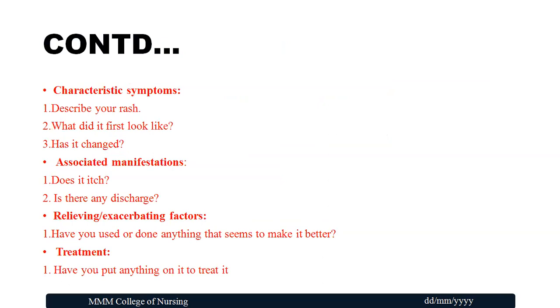What are the characteristic symptoms? Describe your rash. What did it first look like? Has it changed? Associated manifestations. Does it itch?